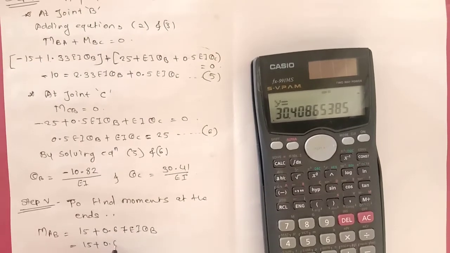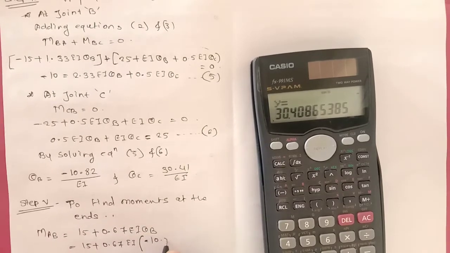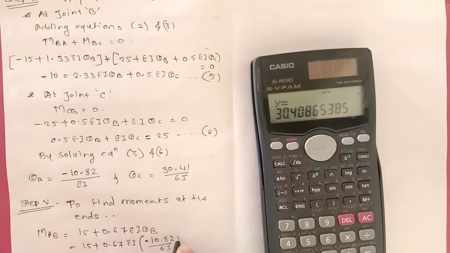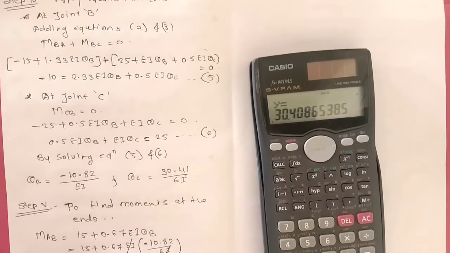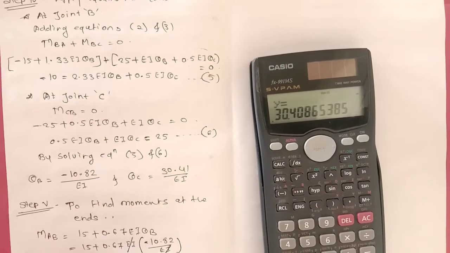15 plus 0.67 EI, where the theta B value is minus 10.82 divided by EI. Okay, so here EI gets cancelled. So the end moment for member AB is 7.75 kilonewton meter.